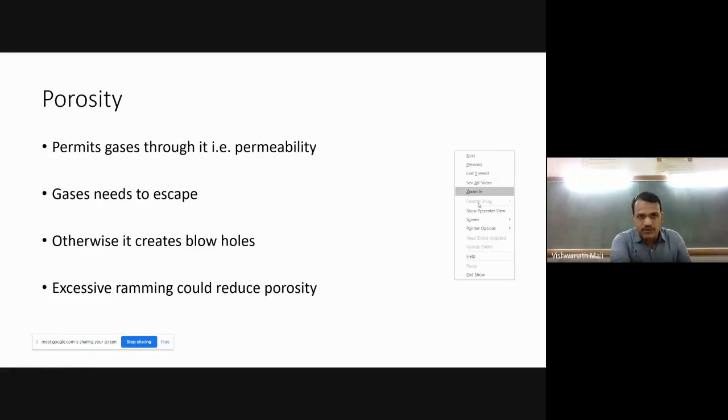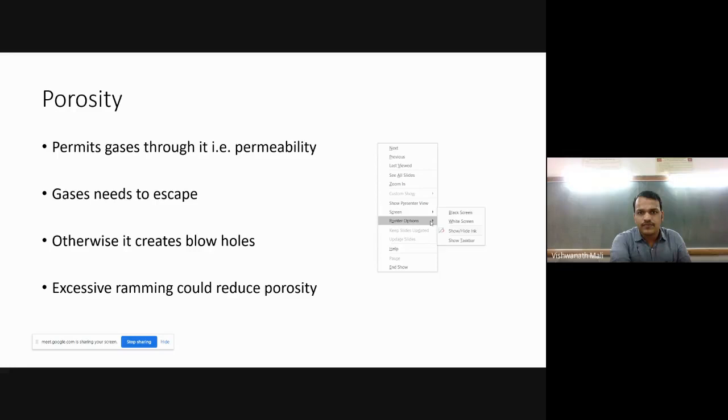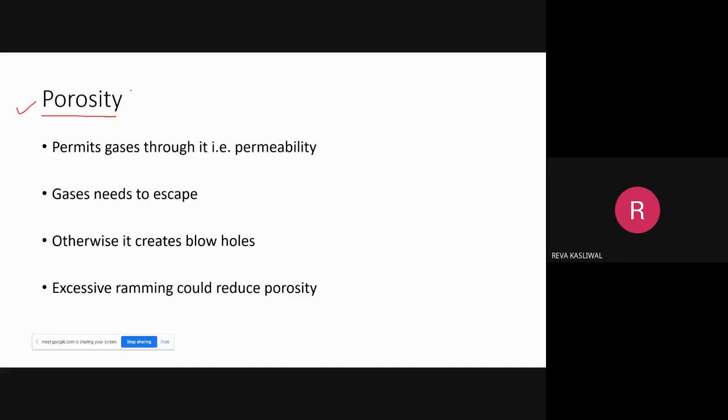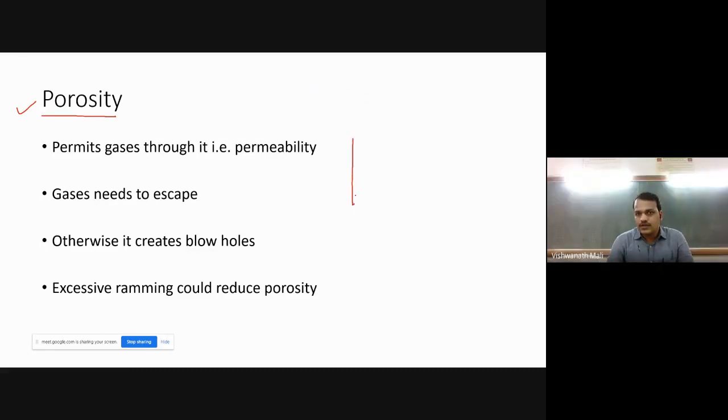The first property was porosity. So what is porosity? Why do we need this property, porosity? Can anybody tell me? Whatever moisture remains in the mold should get vaporized, so the mold should have proper porosity. Yes. Okay.